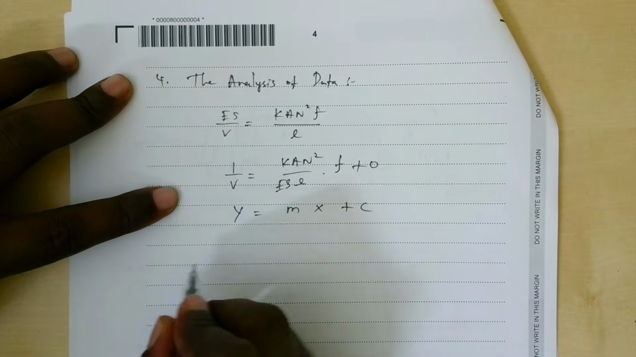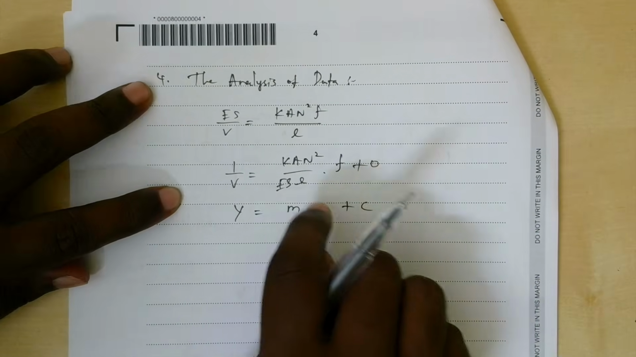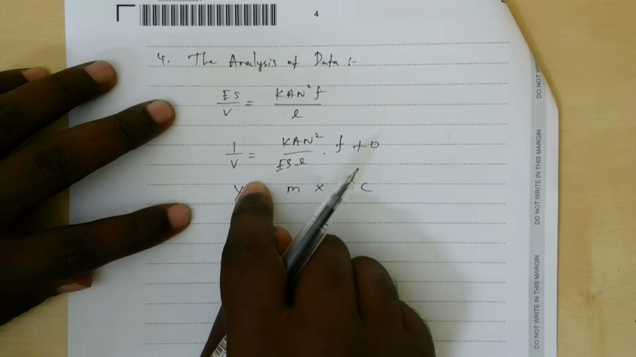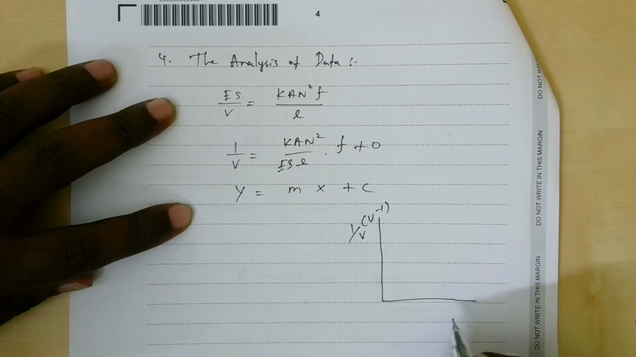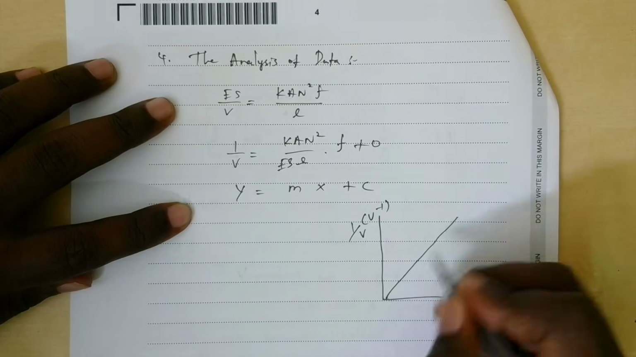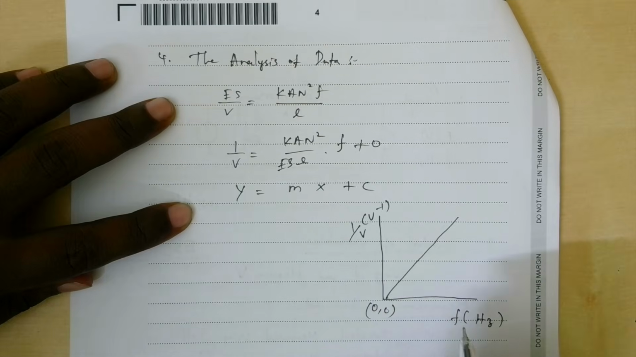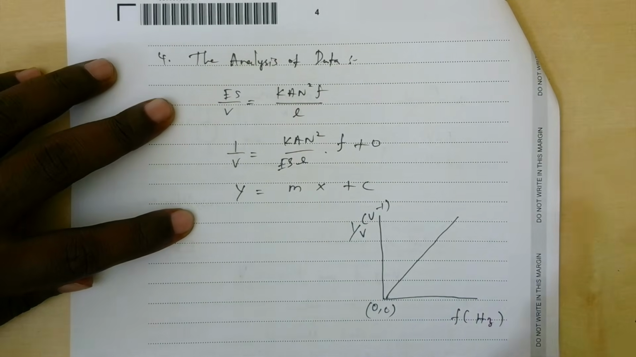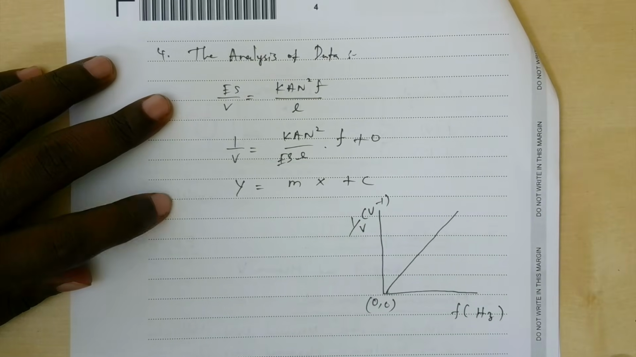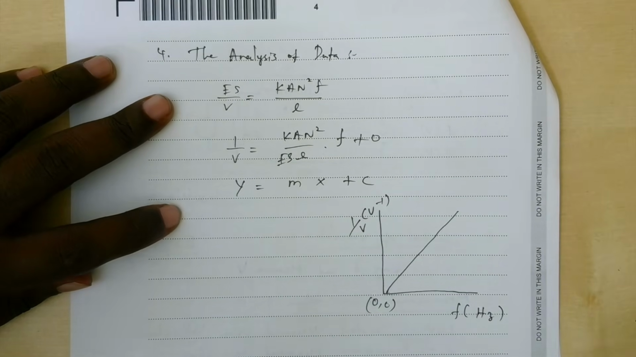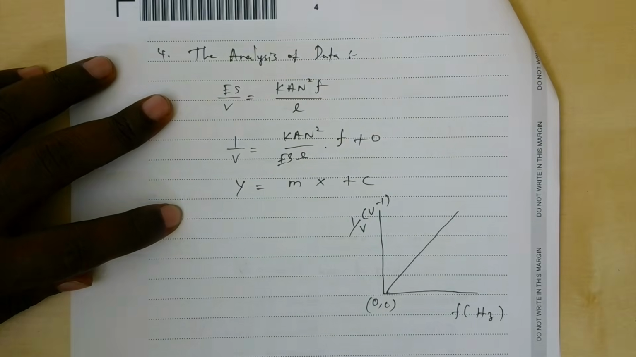First we have to say what graph we have to plot. In the Y place, 1 by V, measured in volt inverse. In the X place, F measured in hertz. Since the Y intercept is 0, the line should pass through the origin. You have to mark 0, 0. You will show that the line passes through the origin only if the Y intercept is 0, otherwise you will not show it.